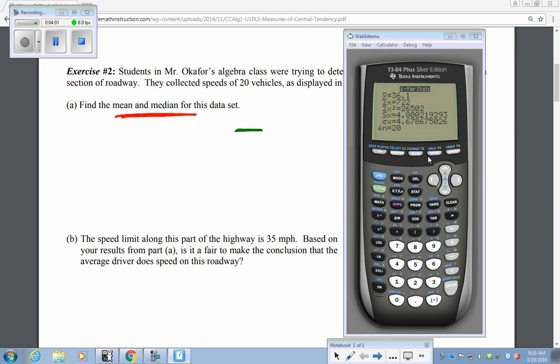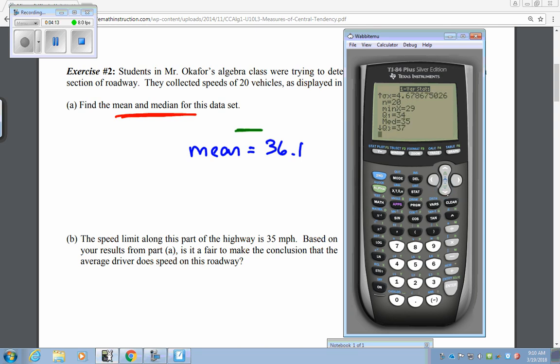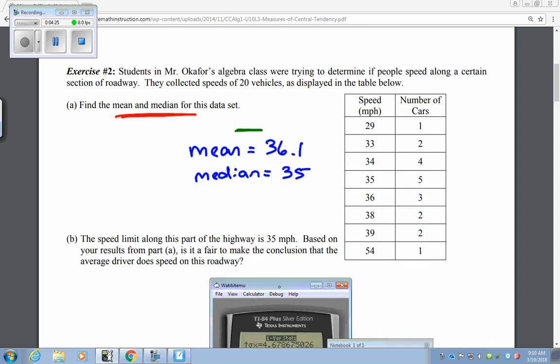So I'm going to go back down to median in a second, but I have the mean, which is 36.1. And then the median is 35. So I'll move this down to the bottom of the screen.